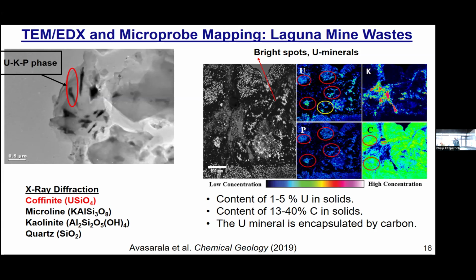But what is fascinating is that we see contents of uranium of 1 to 5% in the solids, meaning if I multiply this times 10,000, we're talking 10,000 to 50,000 milligrams per kilogram. And it's a lot of uranium, by the way. But it coincides with 13 to 40% carbon in the solids. So this just shows us that the uranium is encapsulated by this carbon.